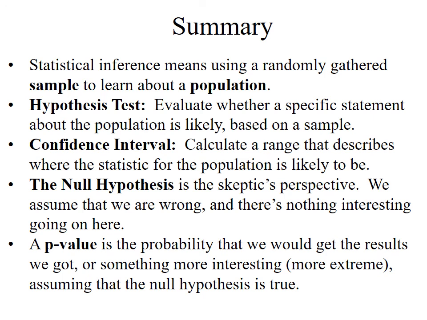A p-value is the probability. It says, well, what's the probability we would get the results we got or something more extreme, assuming that the null hypothesis is true. If our p-value is really super duper small, then we say, hey, results like this would be crazy unlikely to happen if the null hypothesis were true. So then we can reject the null hypothesis, draw some conclusions, and accept our alternative hypothesis, and that's what we want to do.